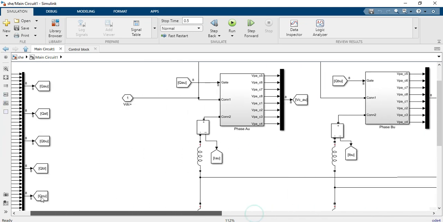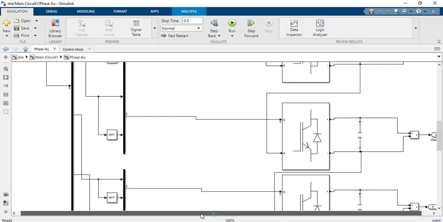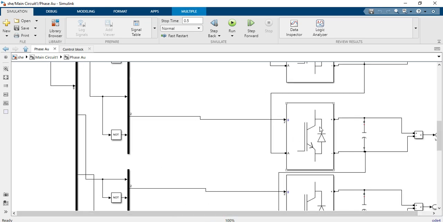towards the controller. And on the left side, we receive the signals, and these signals are basically the switching signals. So each arm contains 8 switches, 8 signals, and these signals use the NOT gate. These signals are sent to these universal bridges.